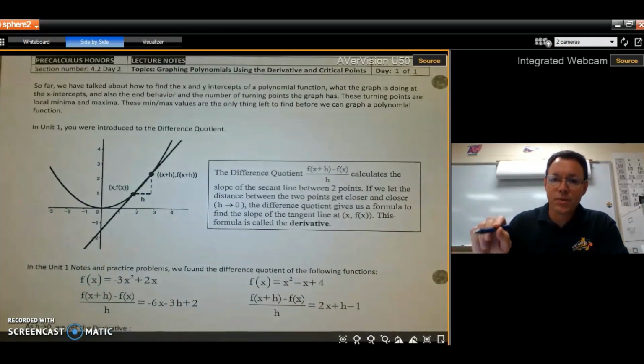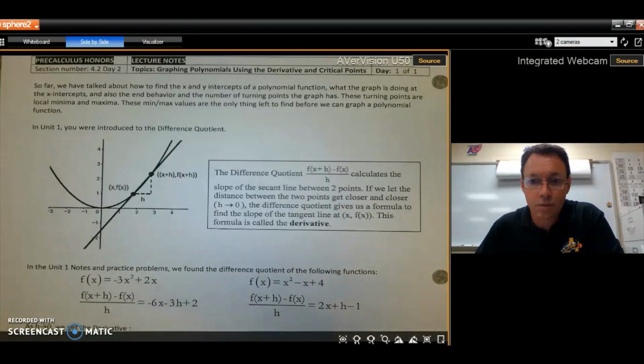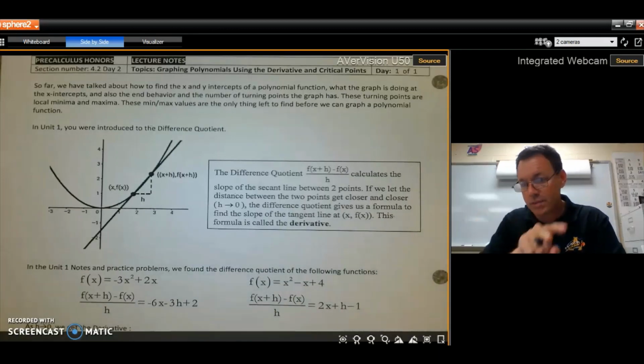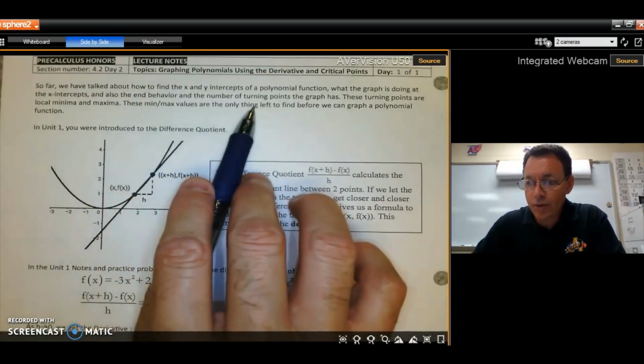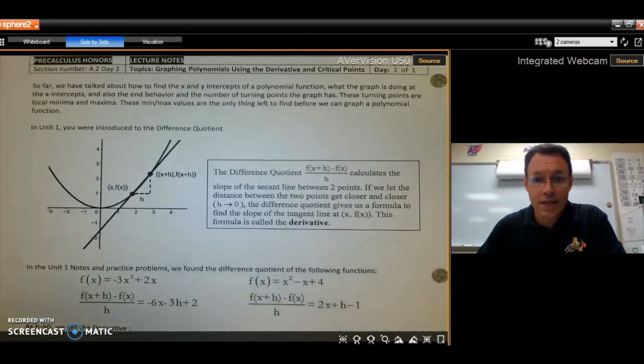So if the graph goes up and then turns around, that's a high point in the graph, so that's going to be a local maximum value. Likewise if it goes down and then curls back up. These minimum and maximum values are the only thing that we have not found yet. So that's what we're going to be doing today.